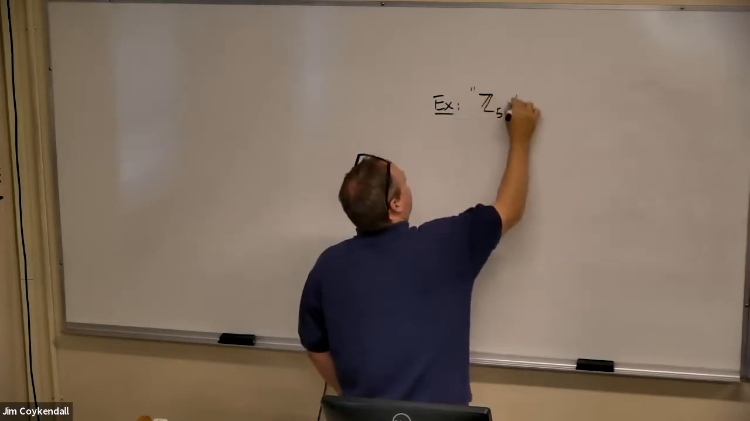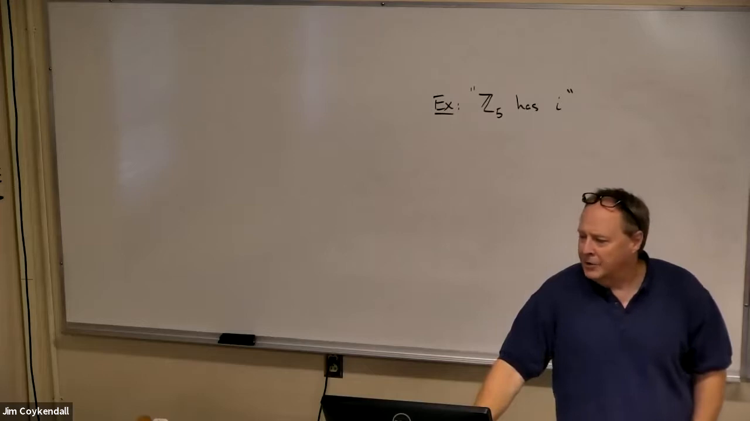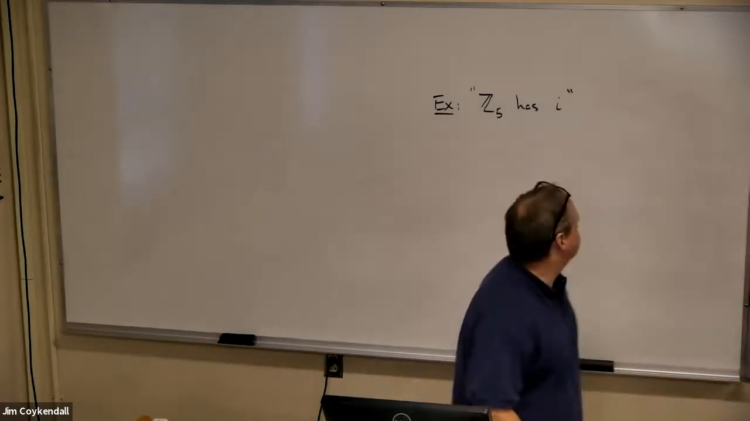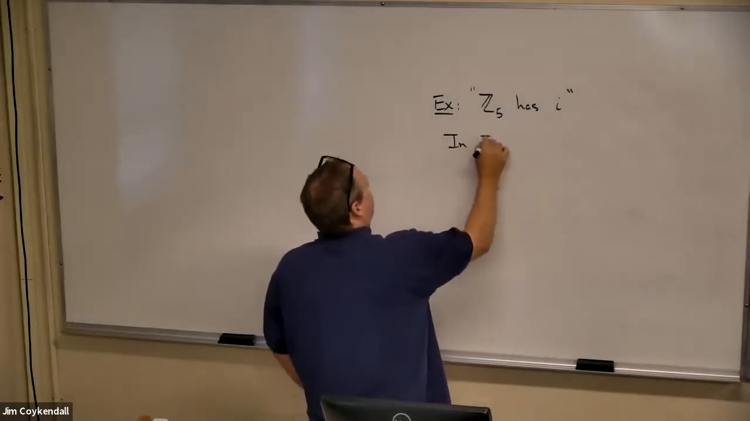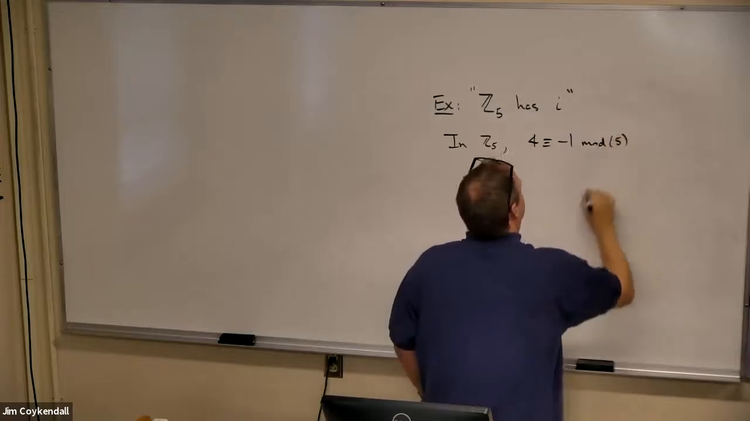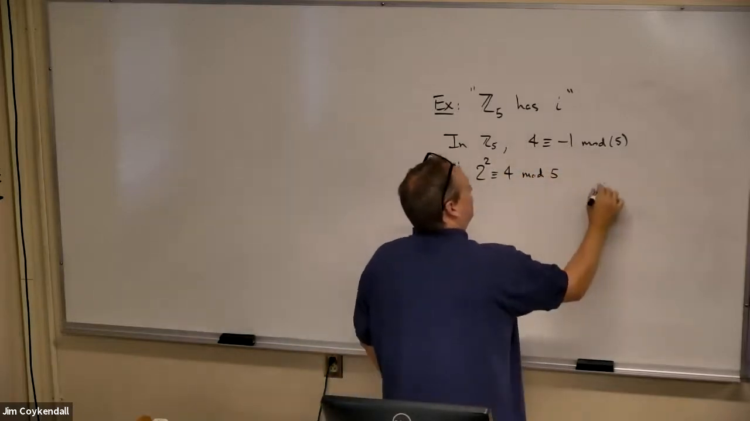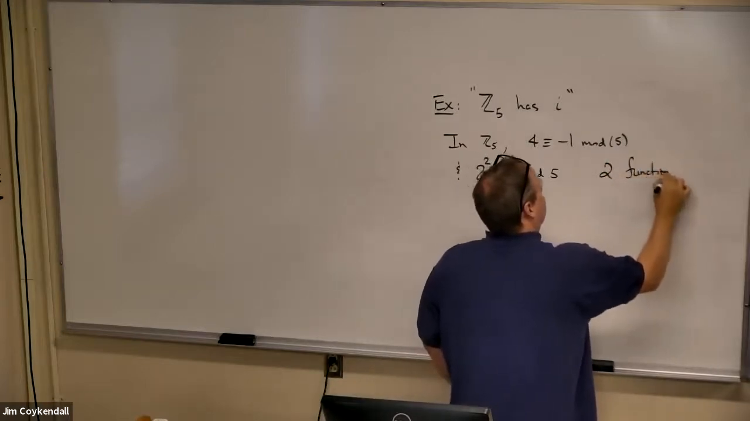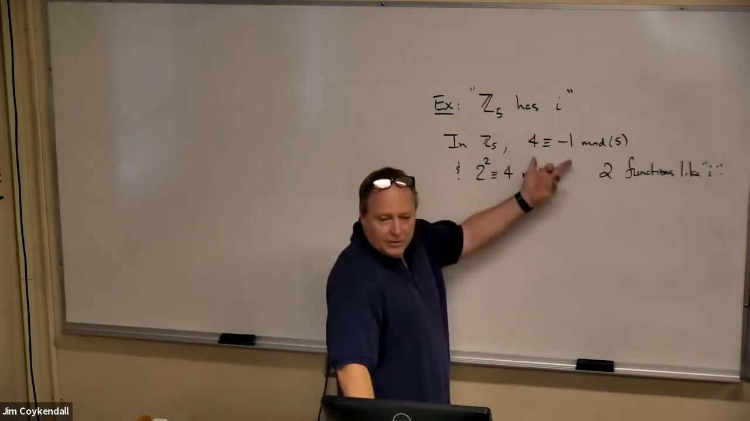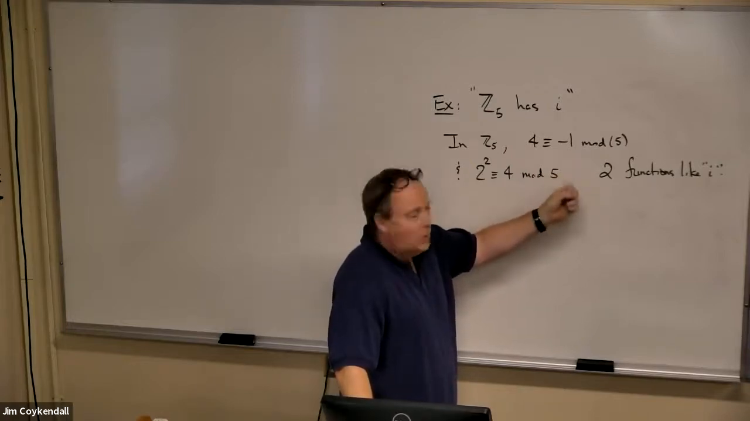I'm going to call this something. Z5 has i. You all have encountered i, right? It's an old friend. You have it in complex analysis or whatever. i is the square root of -1. Notice in Z5, 4 is equivalent to -1 mod 5. And 2 squared is equivalent to 4 mod 5. So 2 functions like i. In Z mod 5, you consider this little structure here. 2 basically functions like i, because when you square 2, you get 4, which is actually -1.